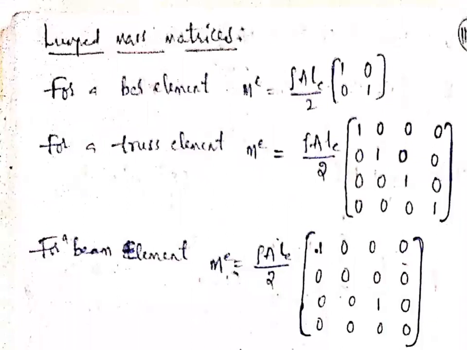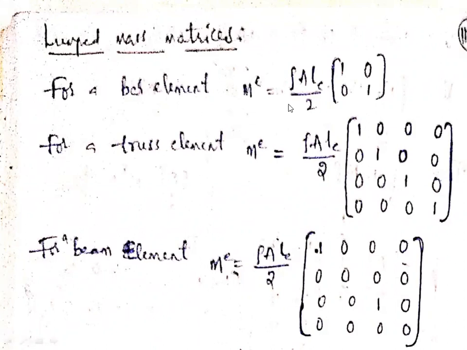Now let us recall some of the formulas related to the lumped mass matrix. Till now we have completed the consistent mass matrix for the truss and bar elements as well as the beam element. So let us see what the lumped mass matrix is for the bar element, for the truss element and for the beam element. So here I put down the direct formulas for the lumped mass matrix.